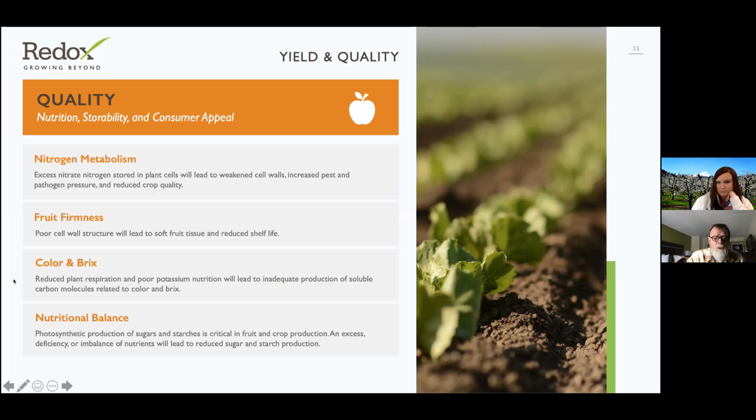Jasmine's already discussed color and brix. We know that there's an awful lot of things going on that we can do to help that plant get through that. From a nutritional balance standpoint, we know that excesses, deficits, or imbalance of nutrients lead to sugar and starch reduction in production. So those are things that we want to be aware of.